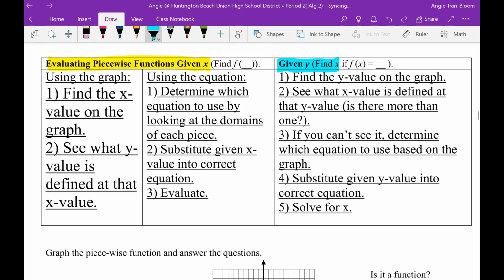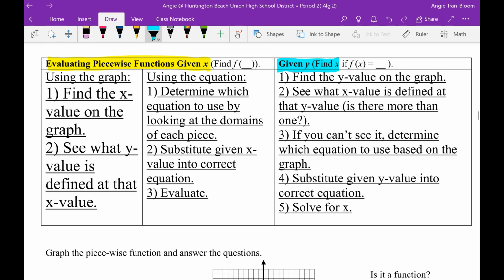I want to read as you guys are finishing the writing. Evaluating piecewise function given x. That means you're really looking for y. So to look for y given x, there are 2 ways. Okay? I could give you a graph, or I could give you an equation. Let's start with using the graph.